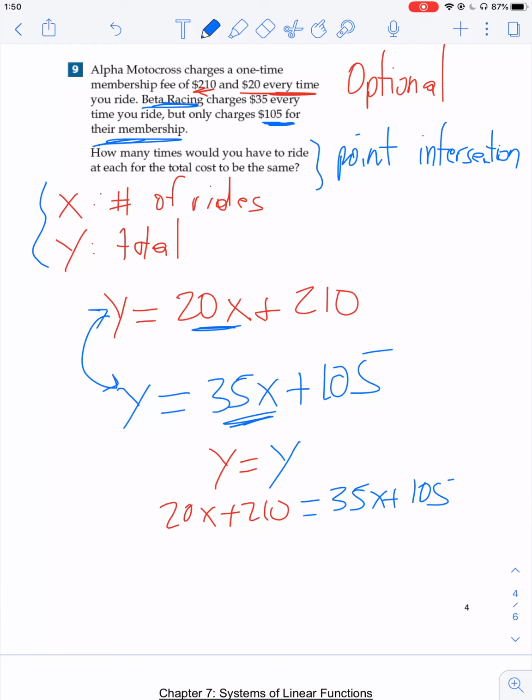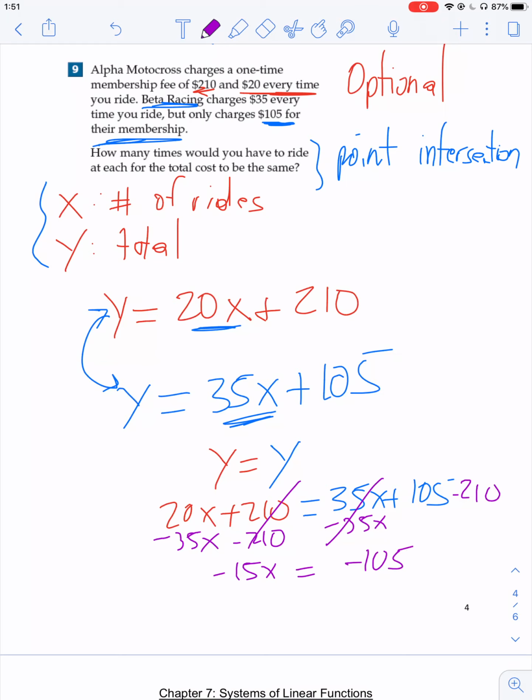Again, my idea is to have all my variables on the left. So I'm just going to do minus 35x, minus 35x, so this will disappear. Then let's get rid of the 210, so minus 210, minus 210. That means I'm going to have to work with negative numbers, but that's fine. So I have negative 15x is equal to negative 105.